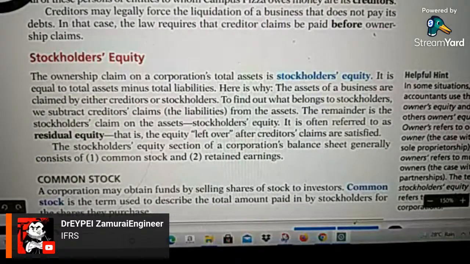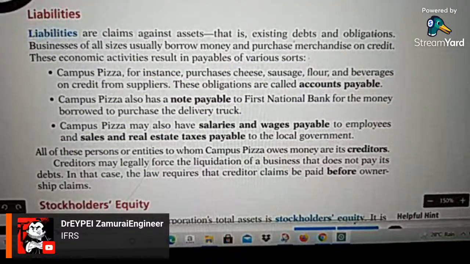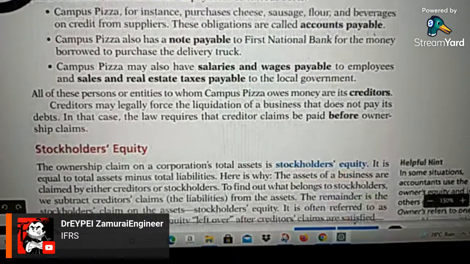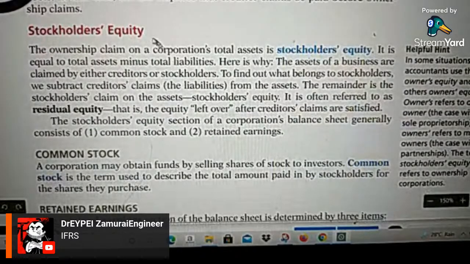What is liability? It is the opposite of assets. Liabilities are claims against assets, the negative ones, making the company's value lesser. So those are the liabilities. How about stockholders' equity? It is similar to capital. It is equal to total assets minus total liabilities. That is what we mean by stockholders' equity.